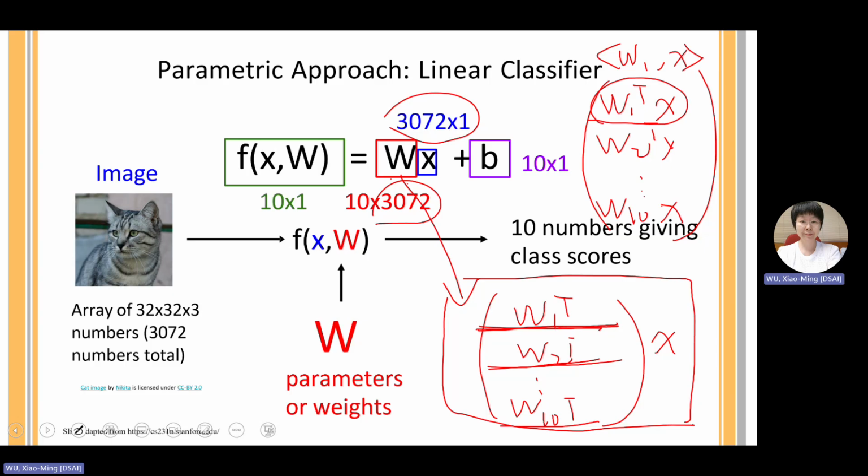If you make the prediction using W, and B here is also a 10-dimensional vector, it will output 10 numbers, one number for each of the 10 classes.